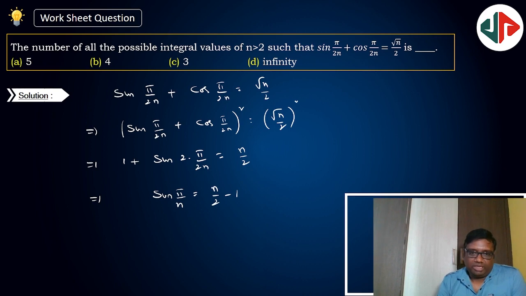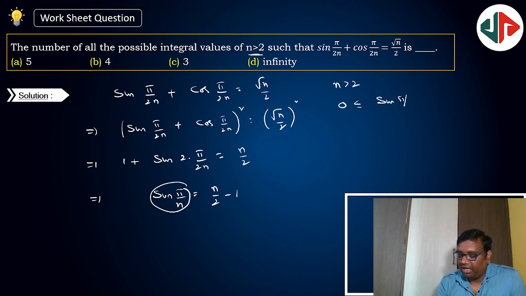But clearly we know that here n is always greater than 2, means positive values only. That means sine of pi by n, with n greater than 2, means 0 less than or equal to sine of pi by n less than or equal to 1, because only positive values of sine will exist. Now this value is 0 less than n by 2 minus 1 less than or equal to 1. So 1 less than or equal to n by 2 less than or equal to 2. So 2 less than or equal to n less than or equal to 4.